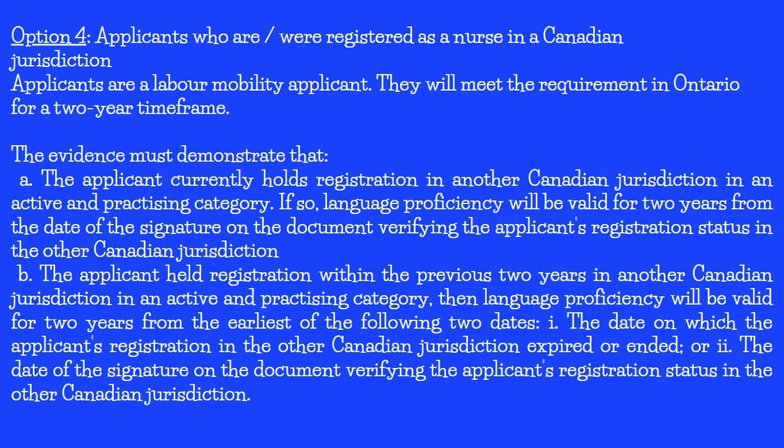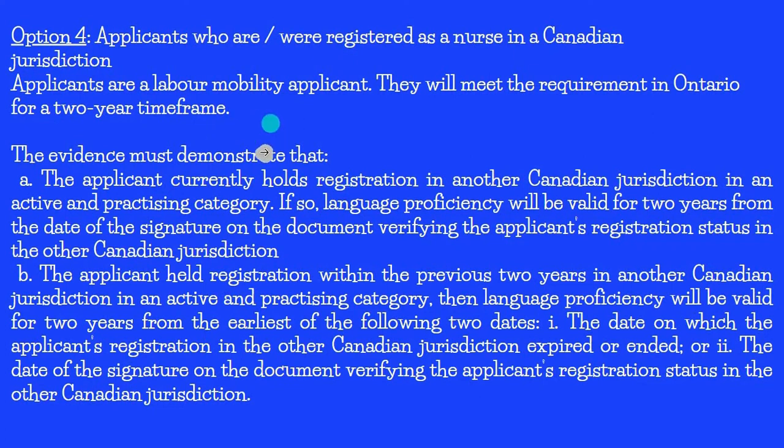Now coming to the fourth option, the applicants who are or were registered as a nurse in a Canadian jurisdiction. So this is for the nurses who have been working as a nurse but not in Ontario. They were working somewhere else, like in Alberta or Nova Scotia, so they have moved. They can prove their language proficiency to CNO by showing their previous work experience. The applicants are the labor mobility applicants. They will be meeting the requirements in Ontario for a 2-year time frame.